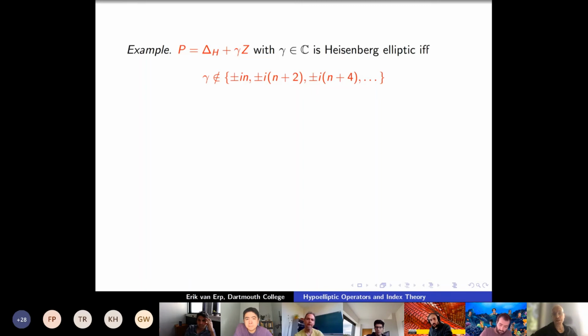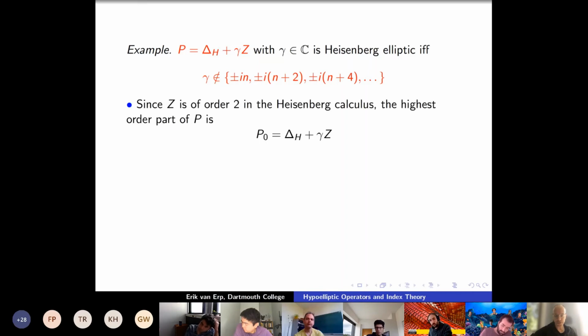If gamma is any other number than the numbers listed here, then you have a Heisenberg elliptic and therefore hypoelliptic operator. But if you pick one of these values, it's no longer a hypoelliptic operator. And this is sort of a quantum effect which occurs because the values of the symbol are operators. It's an operator-valued symbol. And so you get this non-commutative effect appearing here, which you don't see in the theory of elliptic operators.